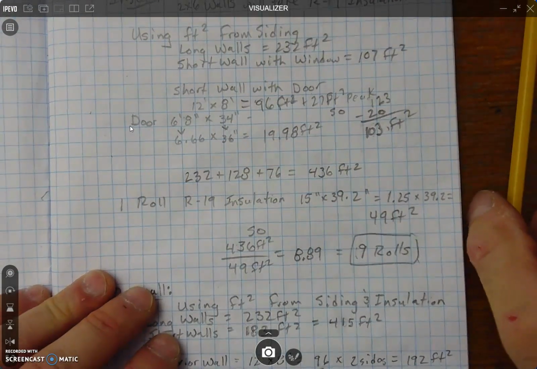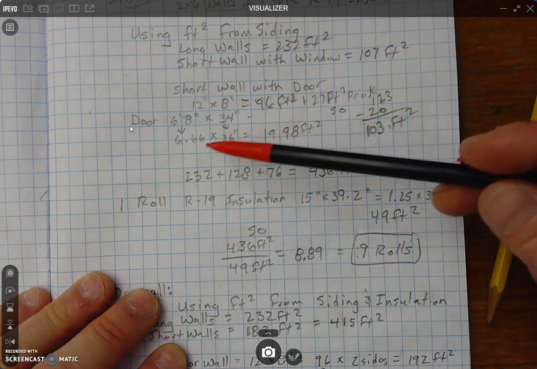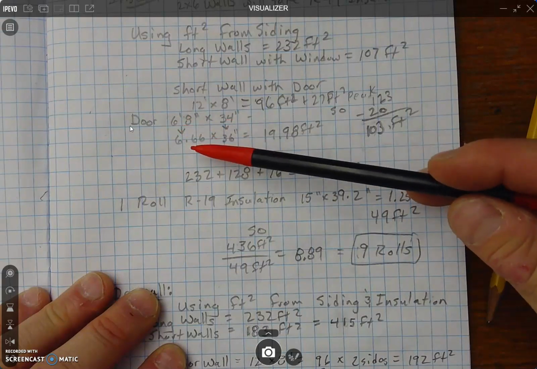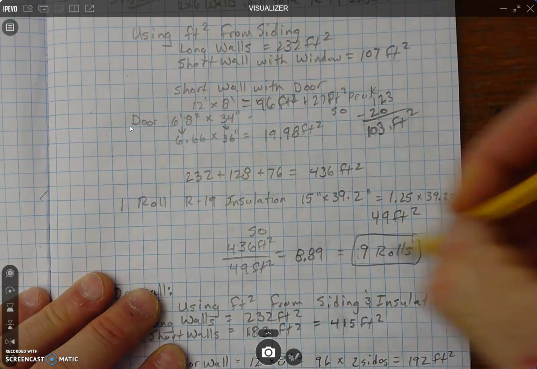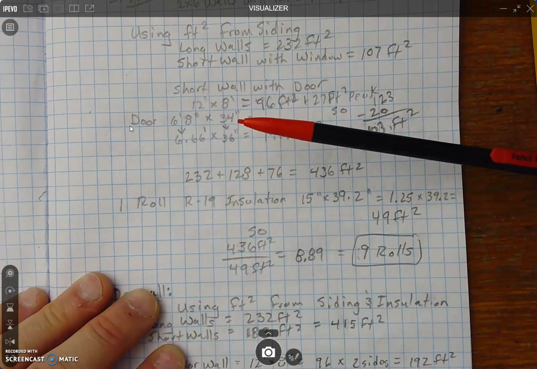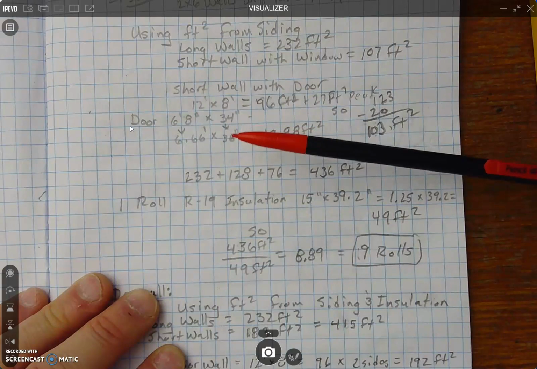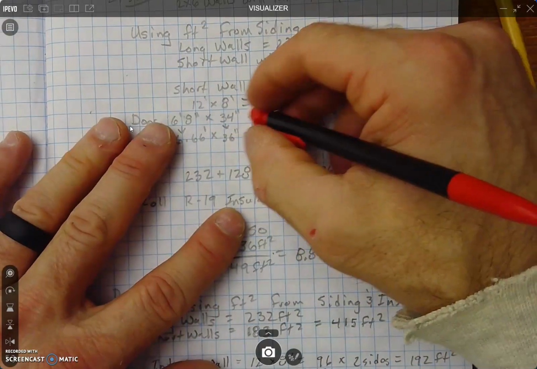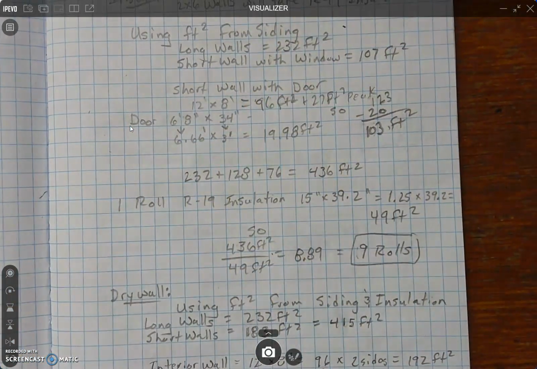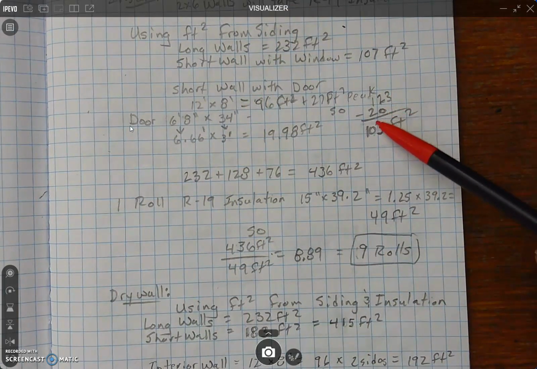Why did we subtract 20? Because our door is 6 feet 8 inches tall. I have to convert this 8 inches to feet. So we're 6 full feet and then another 0.66 feet, so 6.66 feet. And then I just rounded the width up to 3 feet and made my door a little bit bigger. So that's 6.66 times 3, not 36, and I'm going to get 19.98, which I round up to 20. So I subtract that square footage out of my wall, and I get 103 square feet.